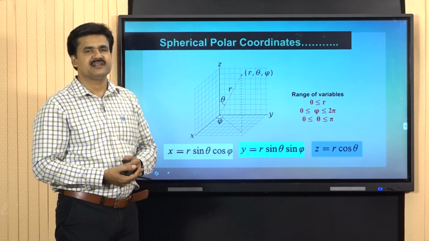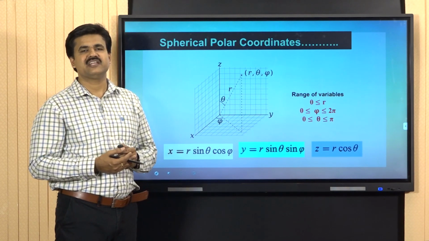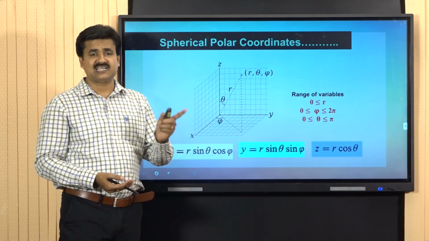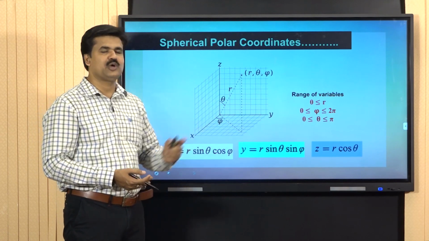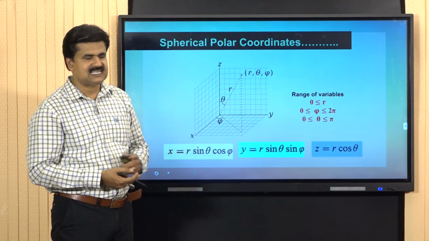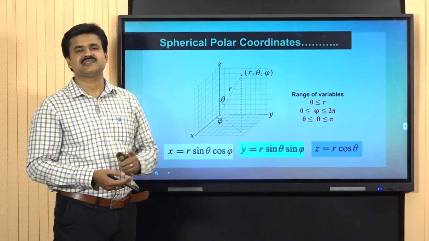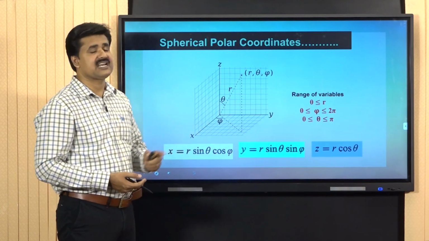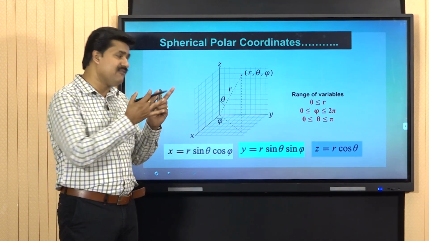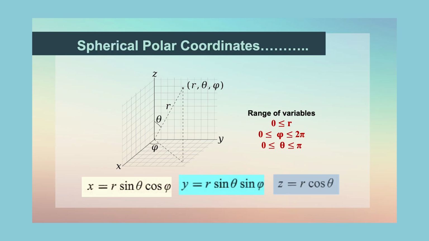This is about the relation between spherical polar coordinates and Cartesian coordinates. x is equal to r sin theta cos phi, y is equal to r sin theta sin phi, and finally z is equal to r cos theta, and there is no phi function associated with z. This is the relation between spherical polar and Cartesian coordinates, and now we have to use spherical polar coordinates to express the Hamiltonian operator for the rigid rotator and to get the Schrodinger wave equation.